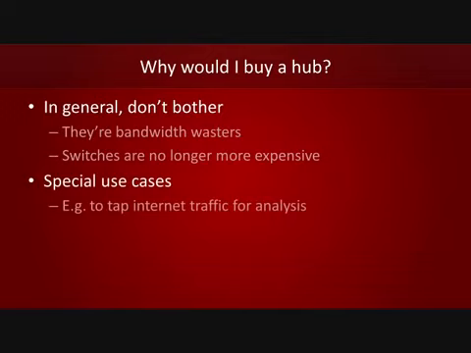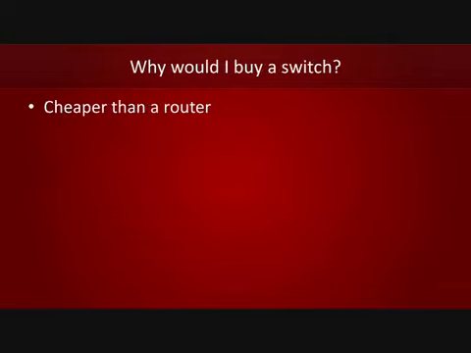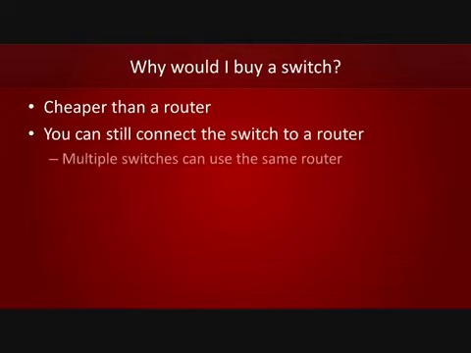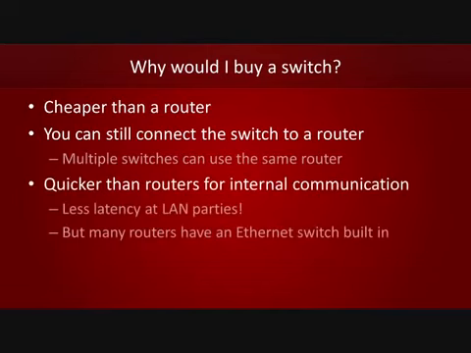There are some special use cases for hubs though. For example, they can be used to tap internet traffic for analysis. The main advantage of switches over routers is that they're cheaper. If you need to connect to other networks, you can still connect the uplink port of your switch to a router. In fact, you can connect multiple switches to the same router to save money. Switches are less complex than routers, so they can handle traffic faster than routers can. This is great if you want to minimize latency, perhaps during a LAN party with your friends. However, routers often have a built-in Ethernet switch to handle internal traffic, so switches aren't necessarily faster.